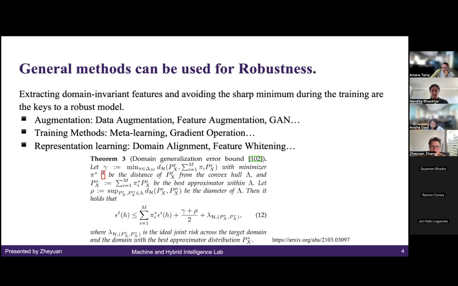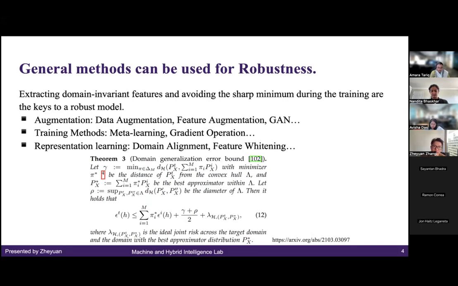There are several general methods we can use for robustness. But the key principle behind robustness methods is trying to extract domain-invariant features and avoid the sharp minimum during training, so that the model can reach a better minimum compared with a very sharp local minimum. So there are several methods we can use to go beyond this sharp local minimum.